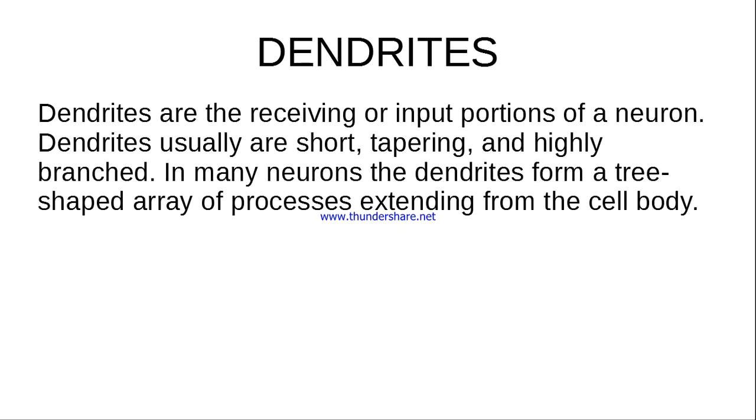Next, dendrites. Dendrites are the receiving or input portion of a neuron. Dendrites usually are short, tapering, and highly branched. In many neurons, the dendrites form a tree-shaped array of processes extending from the cell body.